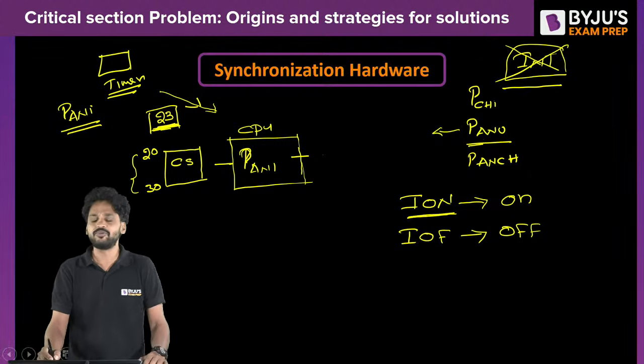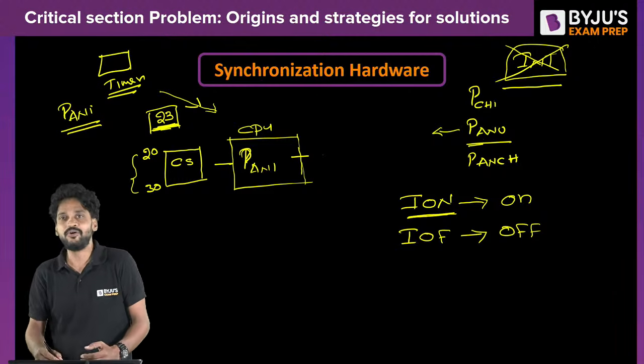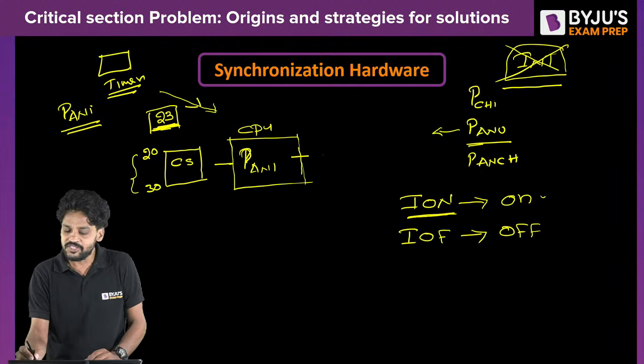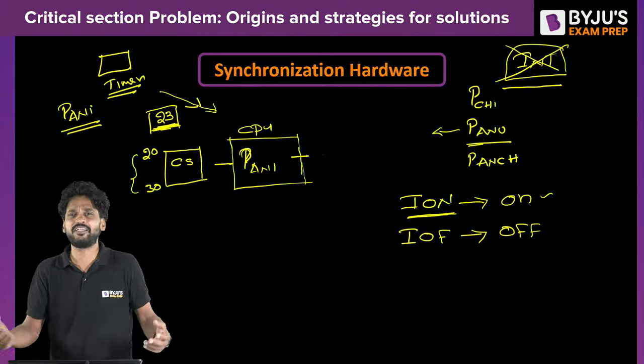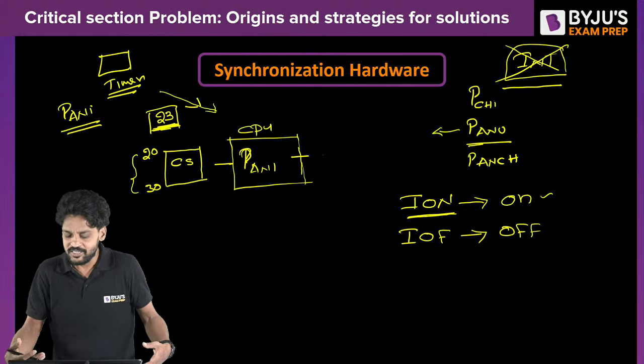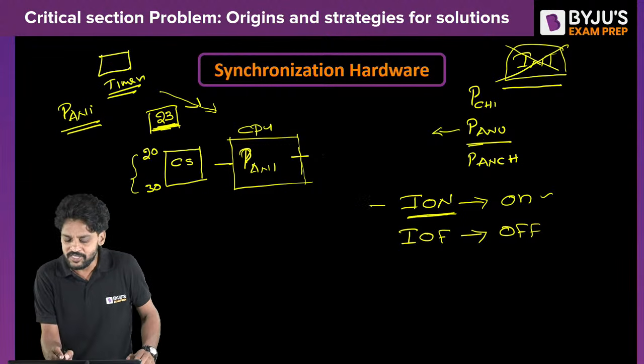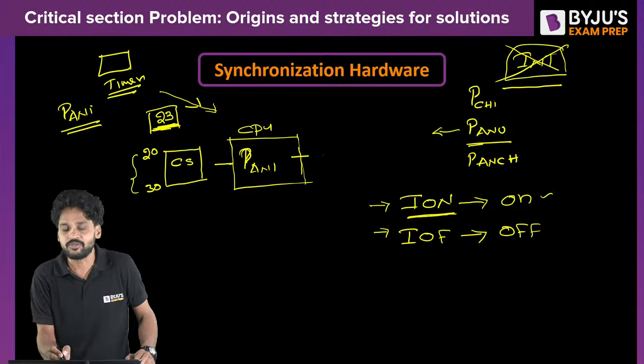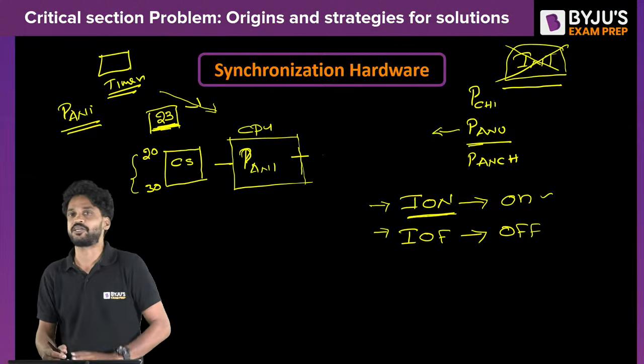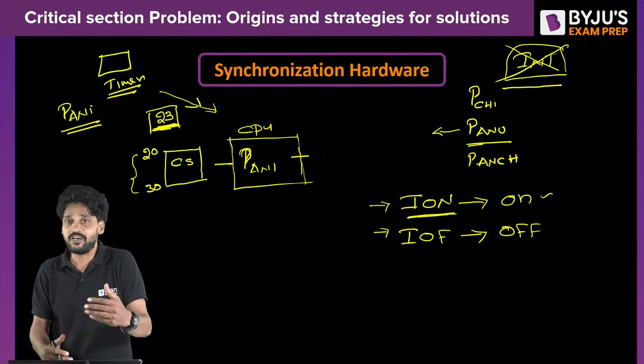As simple as this. Only the thing is, you should know how to use these instructions in your program. It is simple. It's not a big deal, but I don't want to go into the details. You need to execute these two instructions whenever you want to switch on or switch off the interrupts.